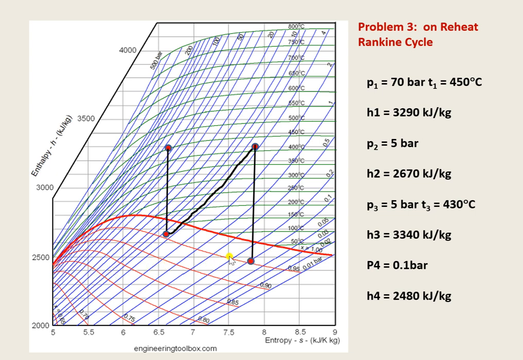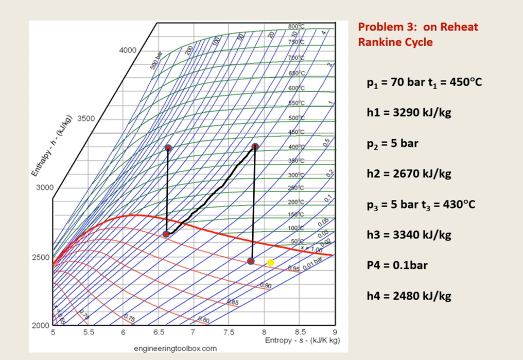Now if you neglect pump work, it is enough if you find out just h5. h5 is nothing but hf at 0.1 bar. And h6 is hf plus pump work. If you neglect pump work, it is equal to h5. Knowing h1, h2, h3, h4, h5 and h6, you can find out all the required parameters for a Rankine cycle.